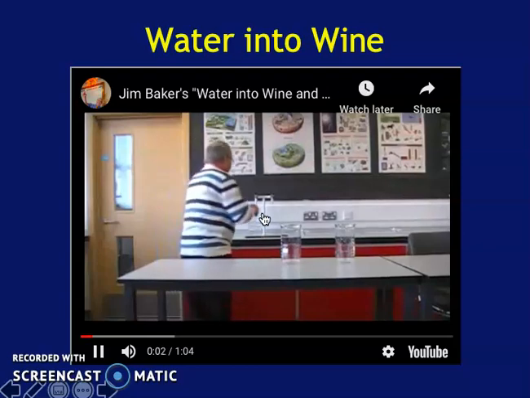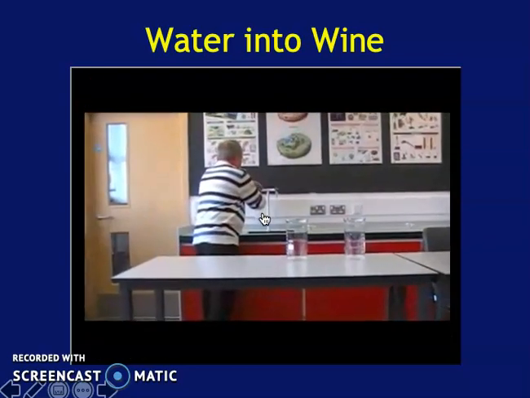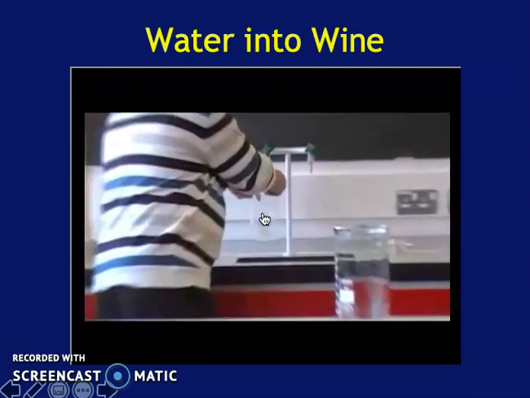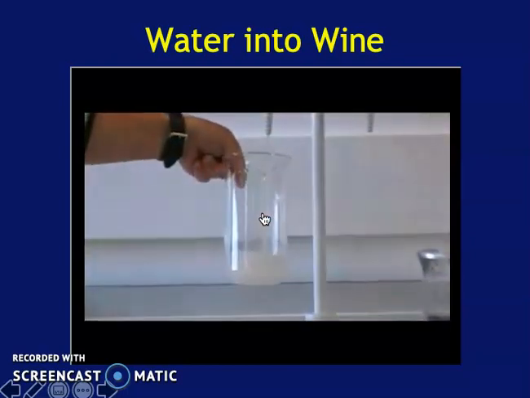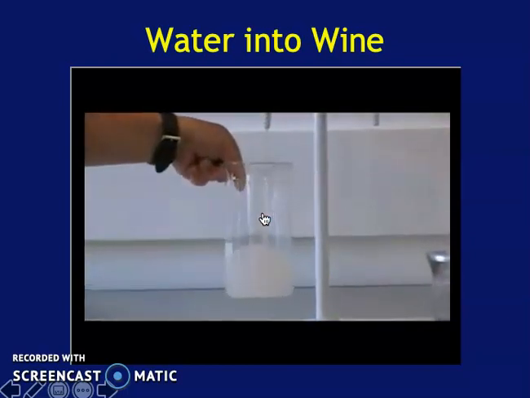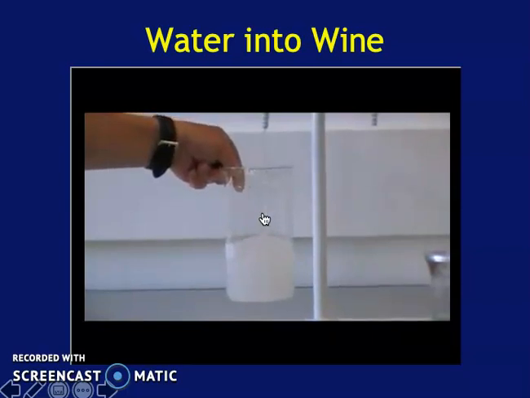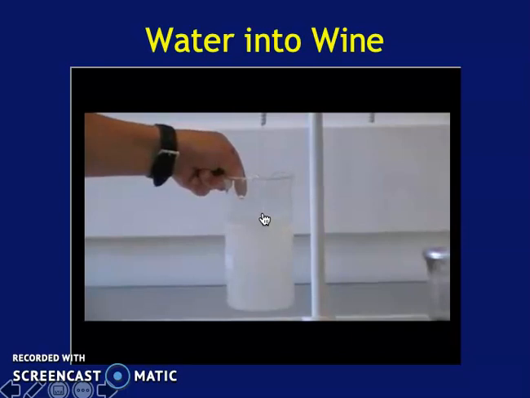This is not me, obviously, in the video, but this is something that I would have done with you in our lab to start our new topic. Now, this is Jim. Jim is filling his very large beaker with water. You can see he's got a little bit of lime in his water because it's kind of cloudy. That'll go away in a minute.